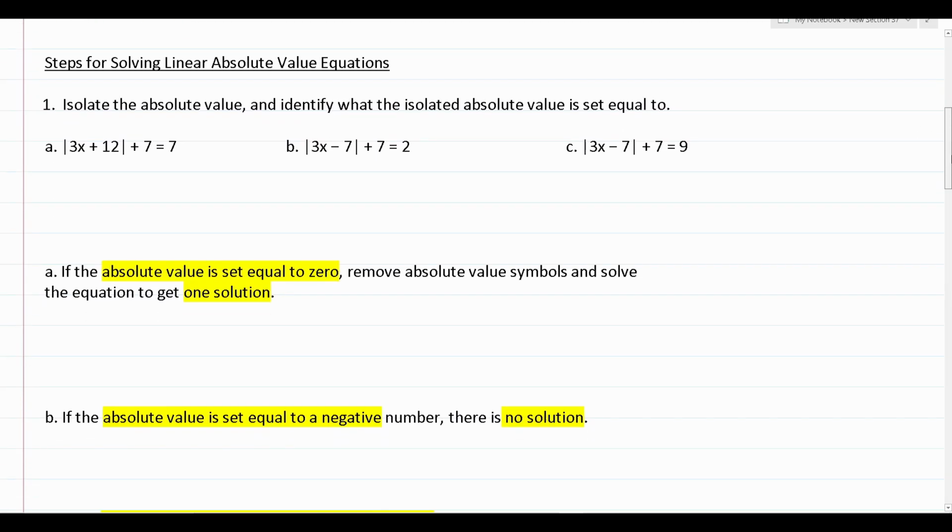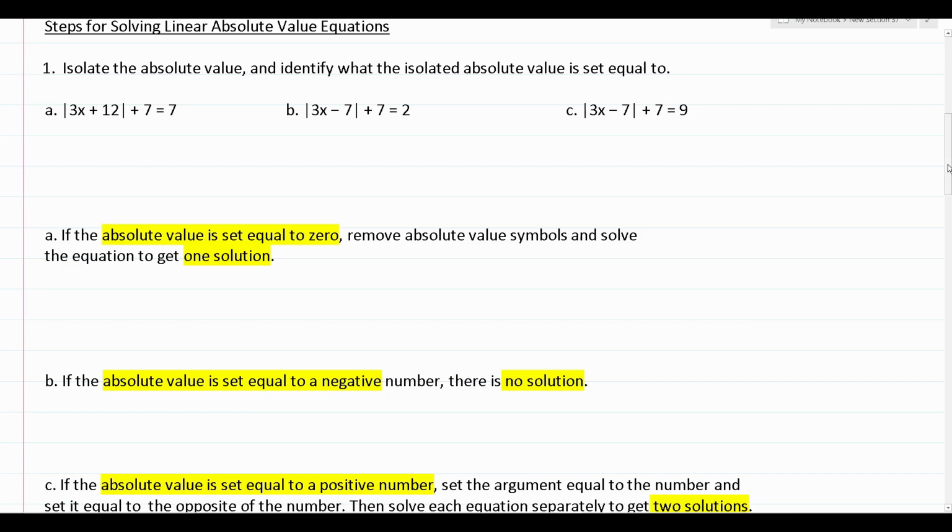The very first rule says isolate the absolute value and identify what the isolated absolute value is set equal to. So let's go ahead and attempt to do that for these three examples. So for example A, you can see we have the absolute value of 3x plus 12, plus 7, equals 7. Well, we want to get the absolute value by itself. And in this case, we have a plus 7 hanging out here.